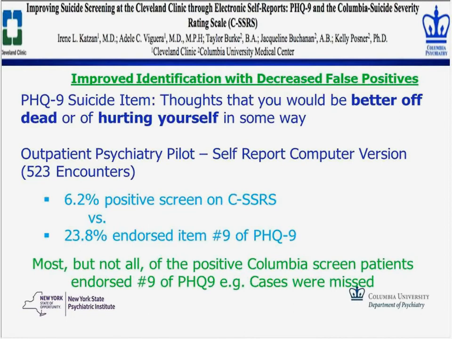And so when Cleveland Clinic looked at 523 patients using both the CSSRS and the PHQ-9, they found 24% had a yes to item 9, and only 6.2% had positive screens with the CSSRS. And they actually found a few people with the CSSRS that said no to question 9, that they would have missed entirely.